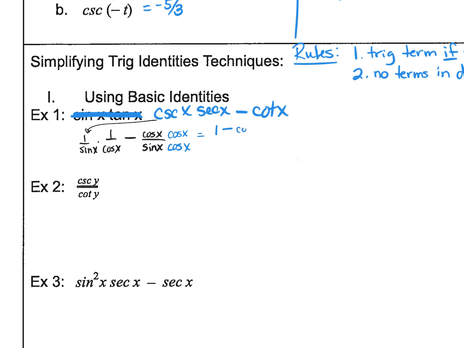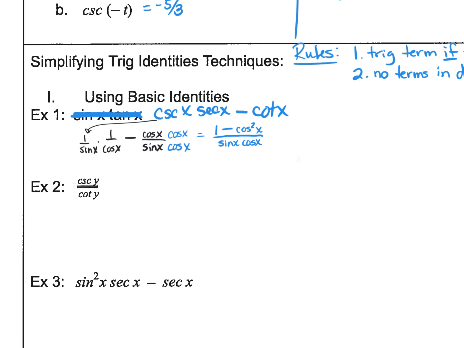Yep. All over that common denominator. Now, remember what I said, basic identities. Those are our quotient, our reciprocal, and our Pythagorean, right? Don't we have a Pythagorean identity that looks sort of like this? It's got a 1 and a cosine squared in it. It doesn't look exactly like that, does it?